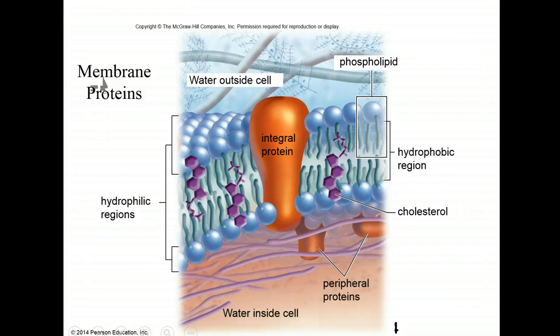A variety of proteins form a mosaic within the membrane. Proteins are embedded within or attached to the phospholipid bilayer. Many proteins have attached carbohydrates on their outer membrane surface. We refer to these as glycoproteins. Glycoproteins play a role in cell recognition and allow the body to recognize self from non-self.